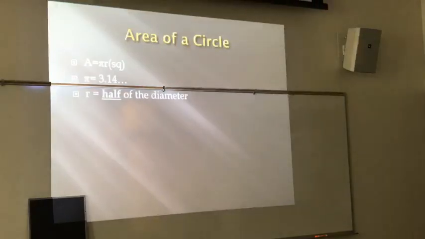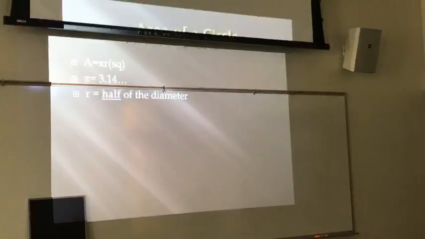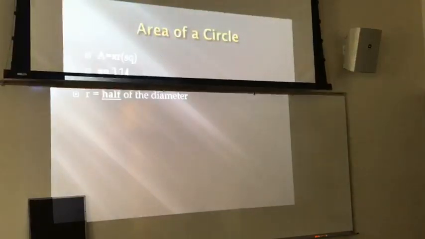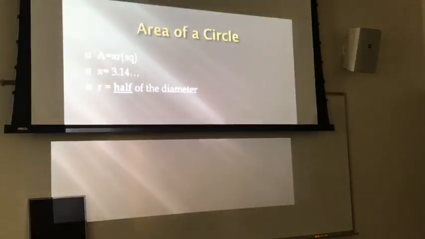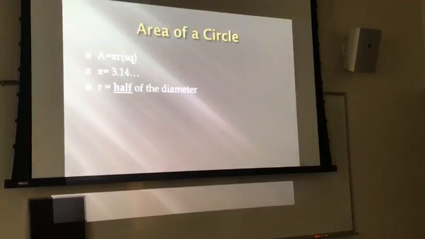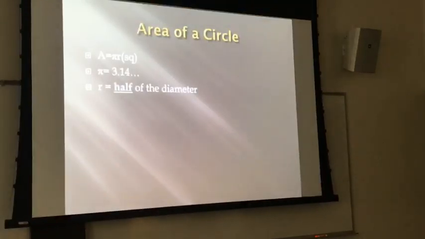How do you calculate the area of a circle? It's pi r squared. The mistake you have a tendency to make on the calculation of a circle is you're going to be given maybe the diameter, and pi is assumed, so 3.14 is always going to be a factor.